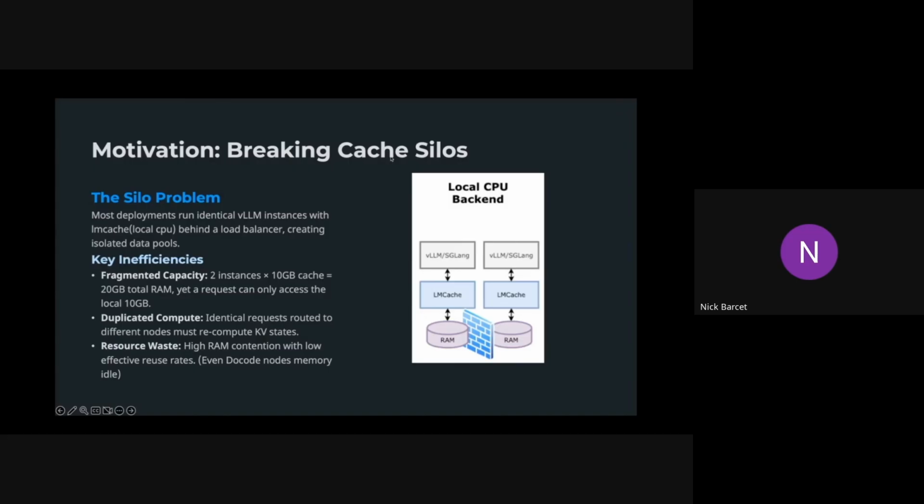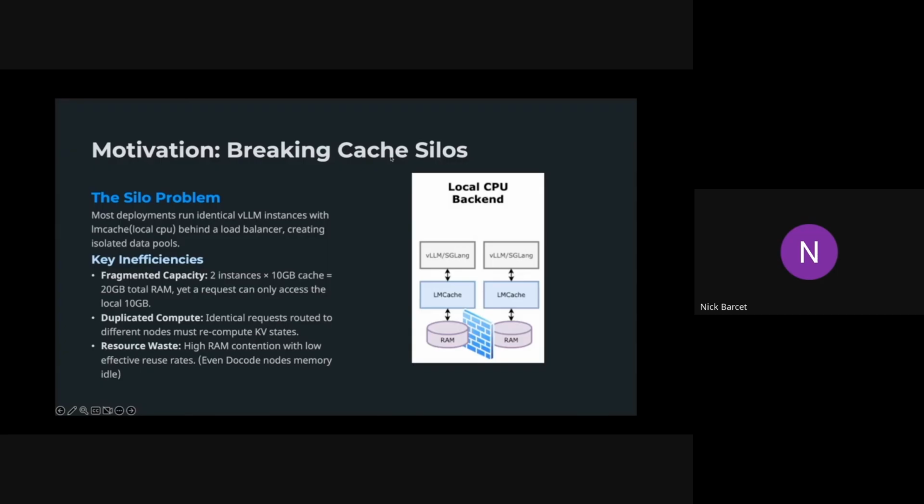Each LMCache manages its own KV-cache locally. This creates cache silos. For example, if you have two instances with 10 GB of cache RAM for each one, your total capacity is 20 GB, but a single request can only access the local 10 GB.